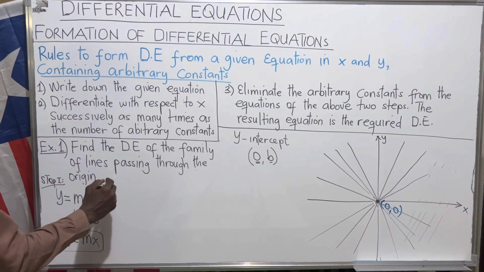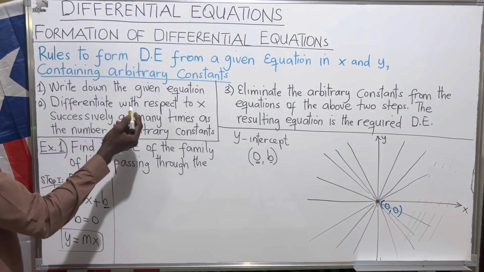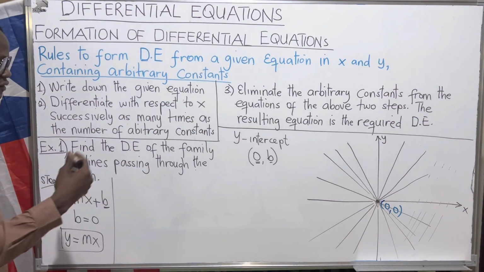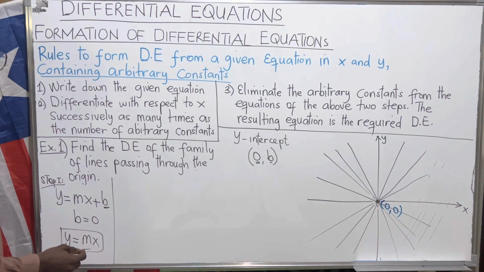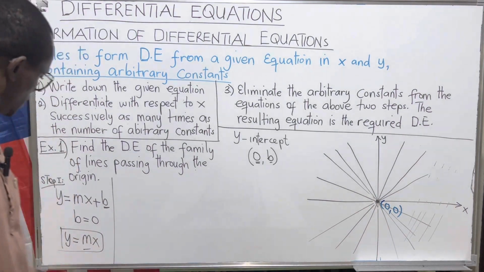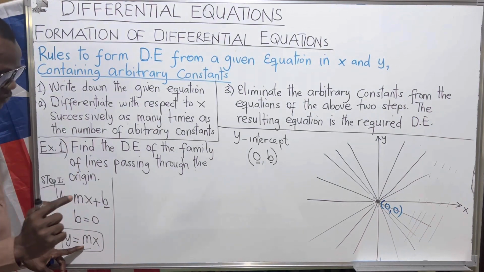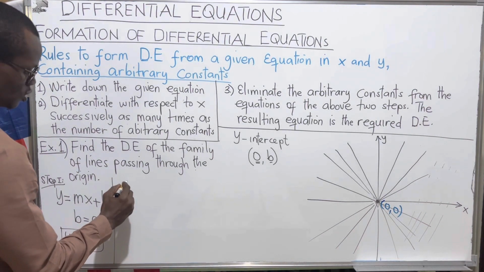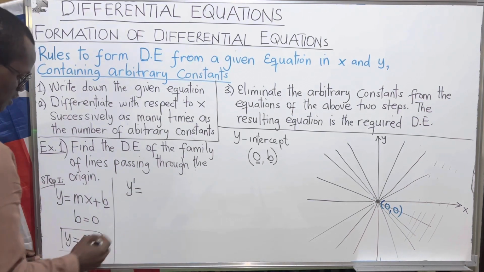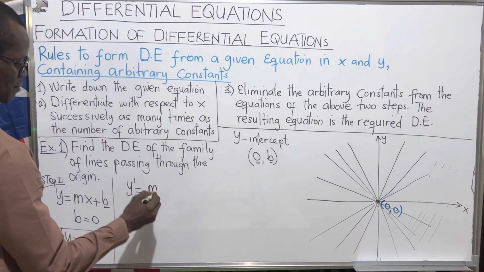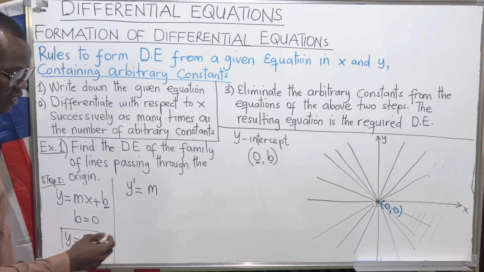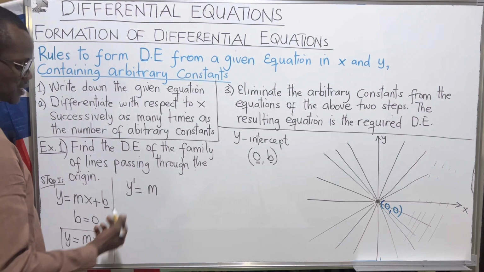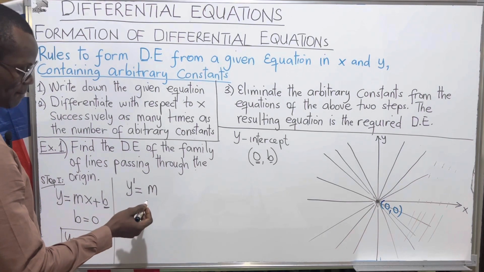We've written the equation. The next step says that we must differentiate with respect to x successively as many times as the number of arbitrary constants. We have an arbitrary constant here called m, or we call it the parameter. Since there's only one arbitrary constant, we must differentiate once. So we say y prime. The derivative of mx is just m, because the power here is 1, you bring this 1 down and subtract 1, and you are left with x to the 0 power. x to the 0 power is 1, so it's just m times 1. So there's the derivative, m.